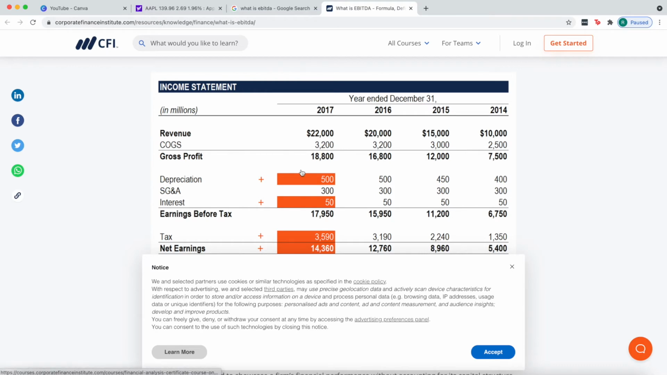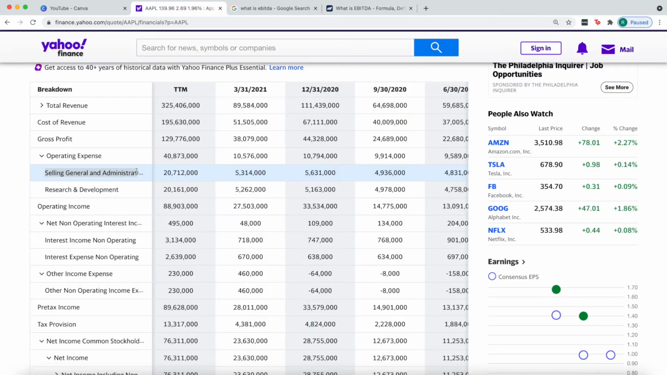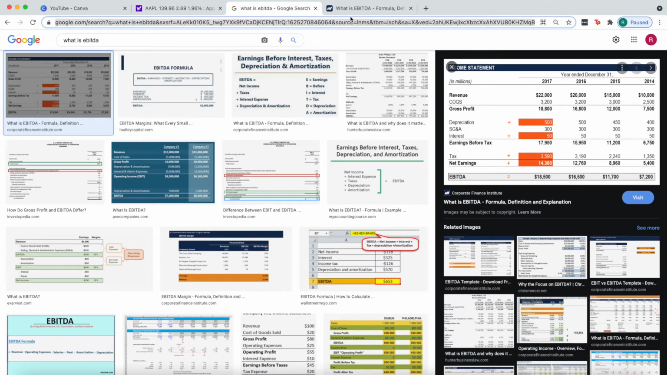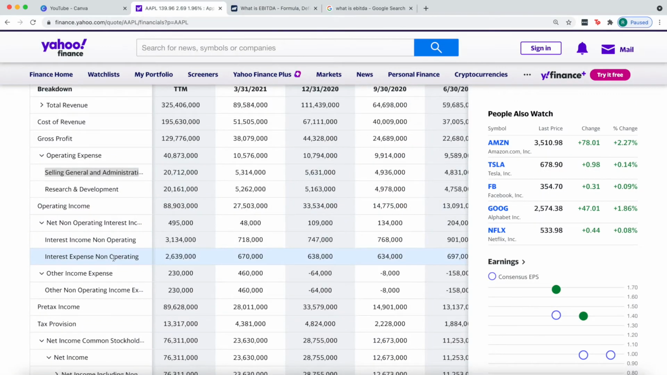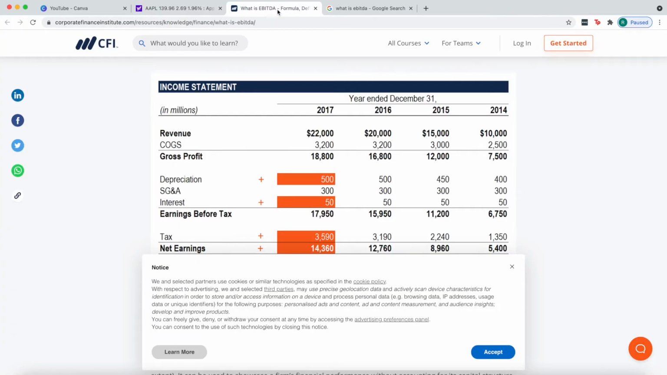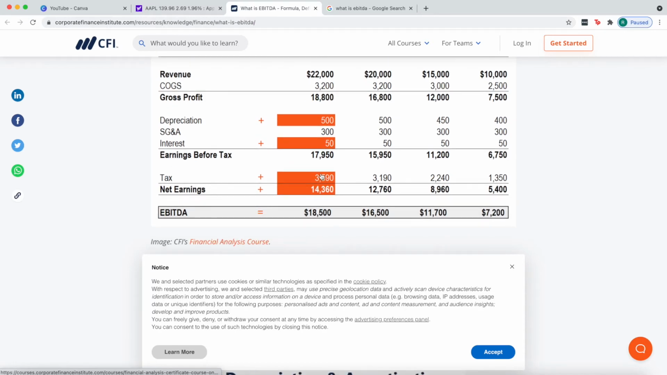Now, going back to your EBITDA, you're going to see that depreciation also accounts for your earnings before tax. Essentially, depreciation is how much your equipment on hand is losing value over time. Your SG&A is part of your operating expenses. Then you're also going to find your interest expenses, all that good stuff. So you'll find your tax and you'll get your net earnings. Essentially, EBITDA is your earnings before all of this stuff that's highlighted.